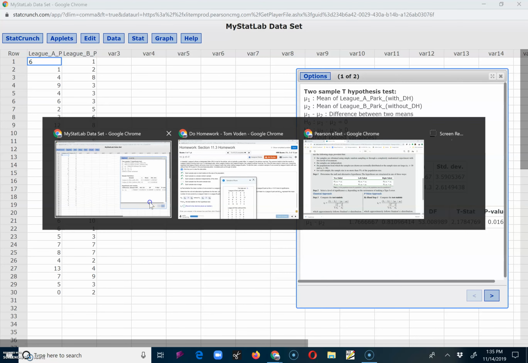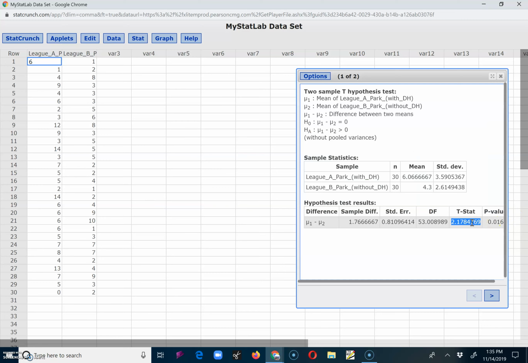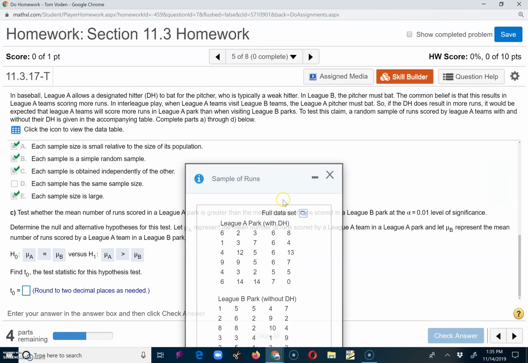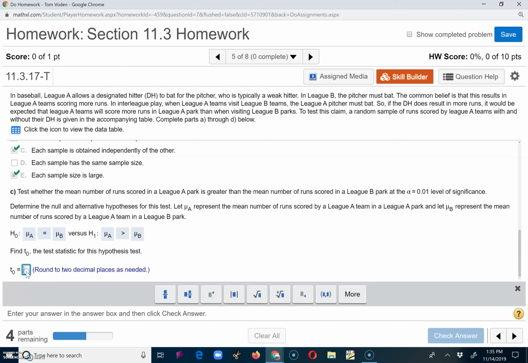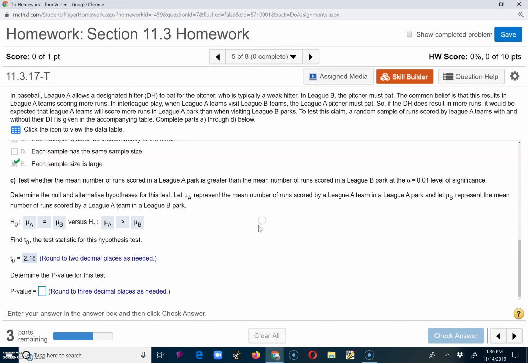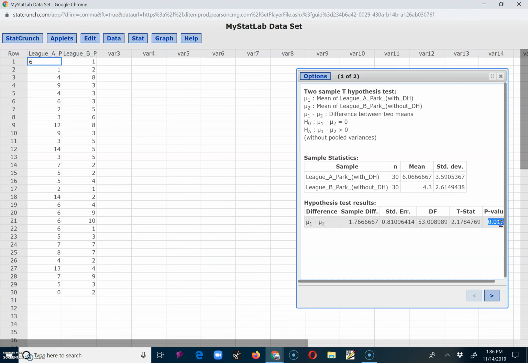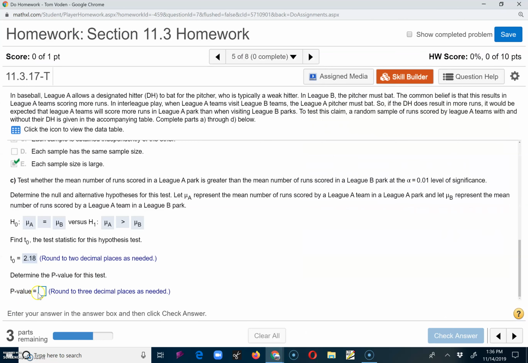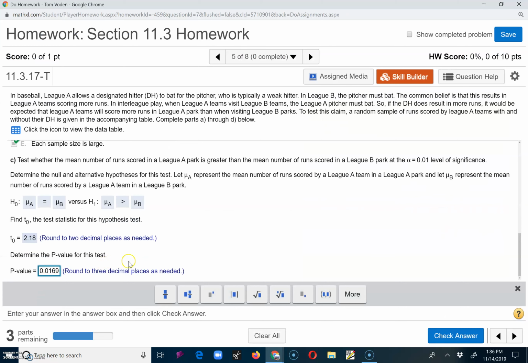And then it gives me the test statistic, in this case the t-value, and the p-value. So I'm going to grab this test stat because that's what they're asking me for now, and I want to round it to 2 decimal places. So it's 2.178, so 2.18. And then it's asking me for the p-value, so I'm going to grab that. And they want 3 decimal places, so I'm going to go 0.017.